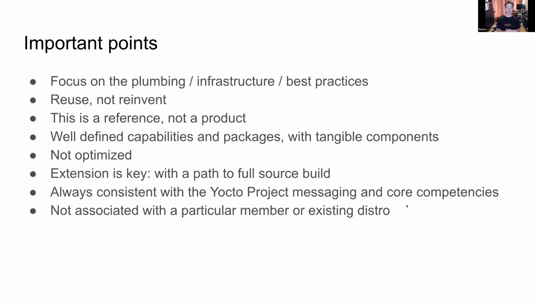We always want to have that path back to a full source build. And then, of course, what you do in your full source build is you will then be feeding back into your package feed, so you can extend it yourself and continue to blend the different things that you need. And that is always supposed to be consistent with the Yocto Project messaging and core competencies, meaning things like license artifacts, SBOM, reproducible builds. This stays consistent with those messaging and core features. And again, not associated with a particular member or existing distro.